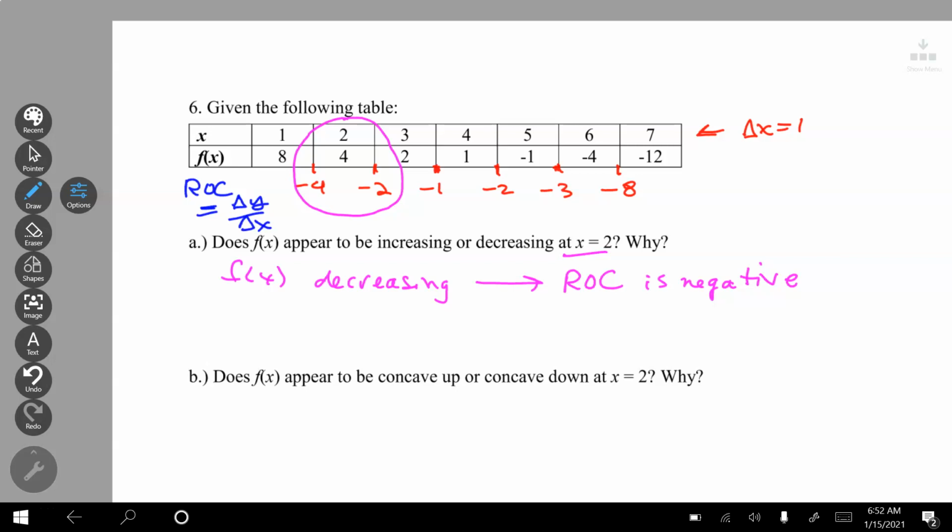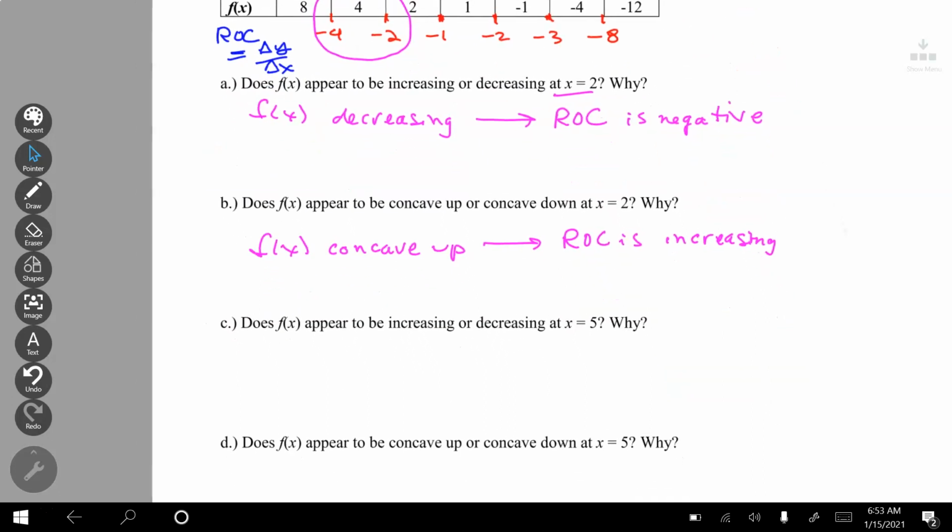Okay? Now it asks, is it concave up or concave down? Well, let's see the trend of these ROC values. This goes from negative 4 to negative 2. Oh, that's trending up. So this function is concave up because ROC is increasing. It's trending up. Okay? So that's why ROC is very important. It can really explain a lot.